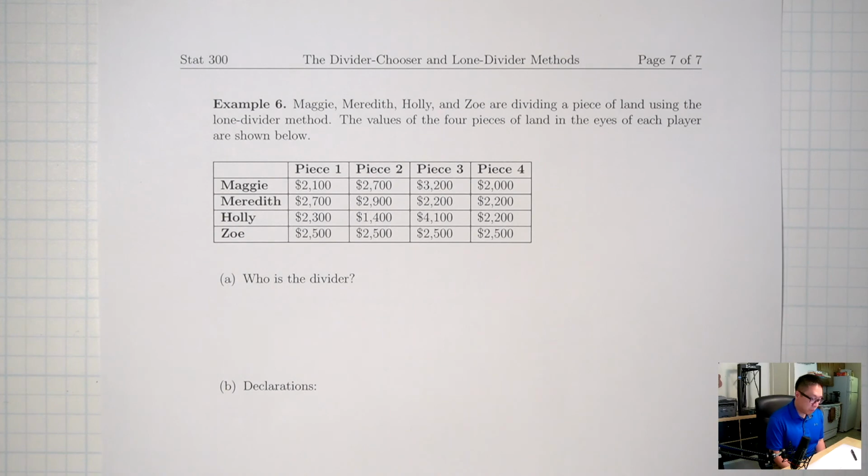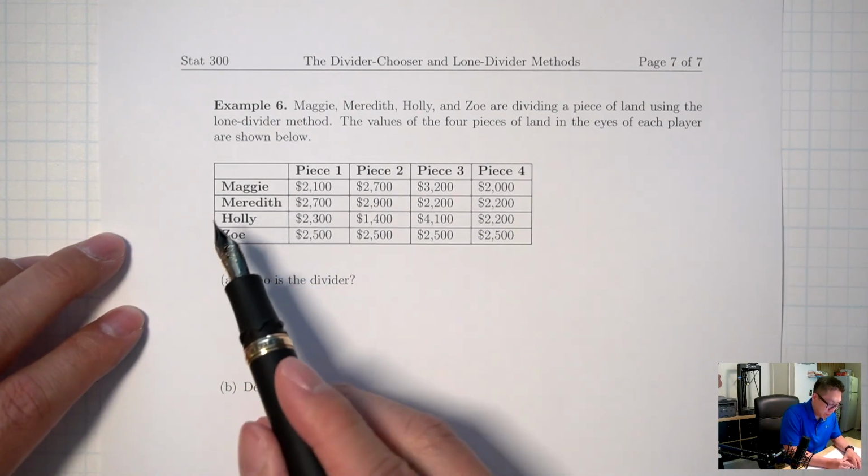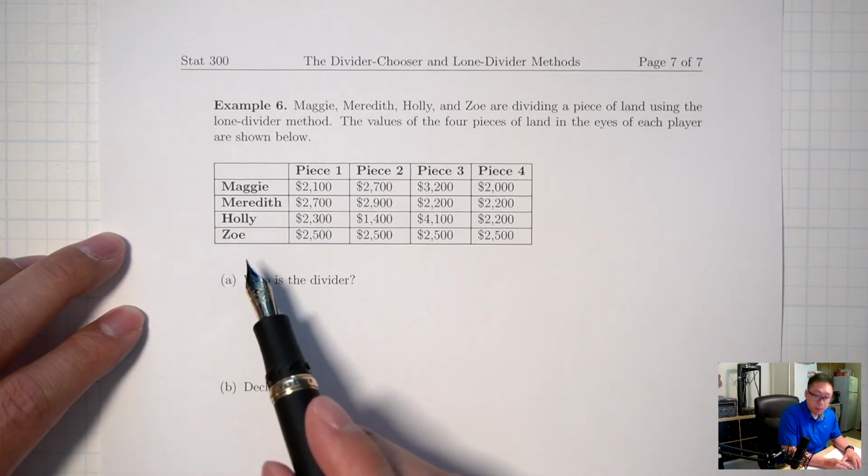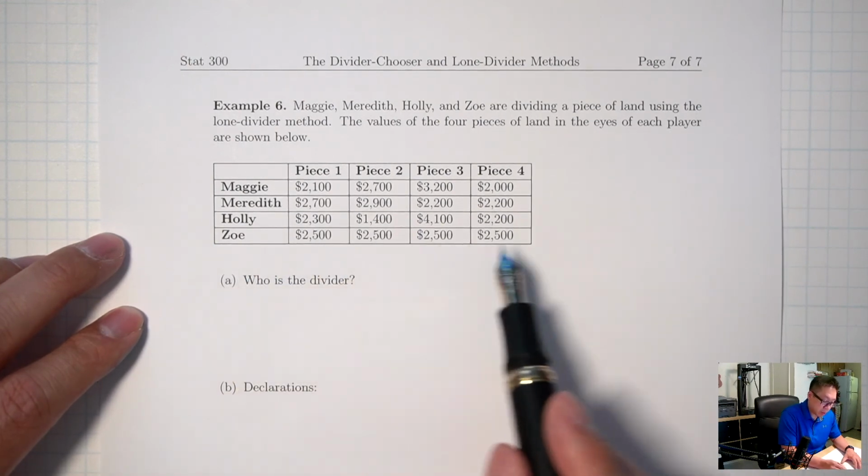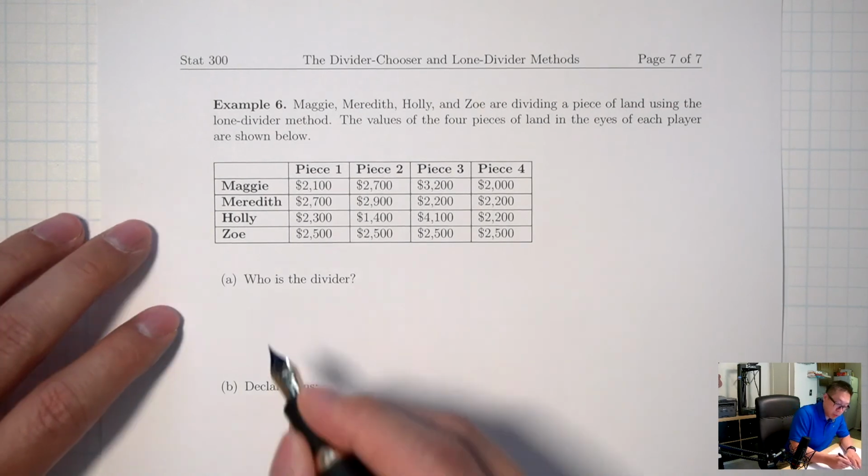One last example. So same situation, we have 4 people sharing land. First question is, who is the divider? So look for the person who valued each piece exactly the same. Zoe. So Zoe valued each piece 2,500. So Zoe is the divider.